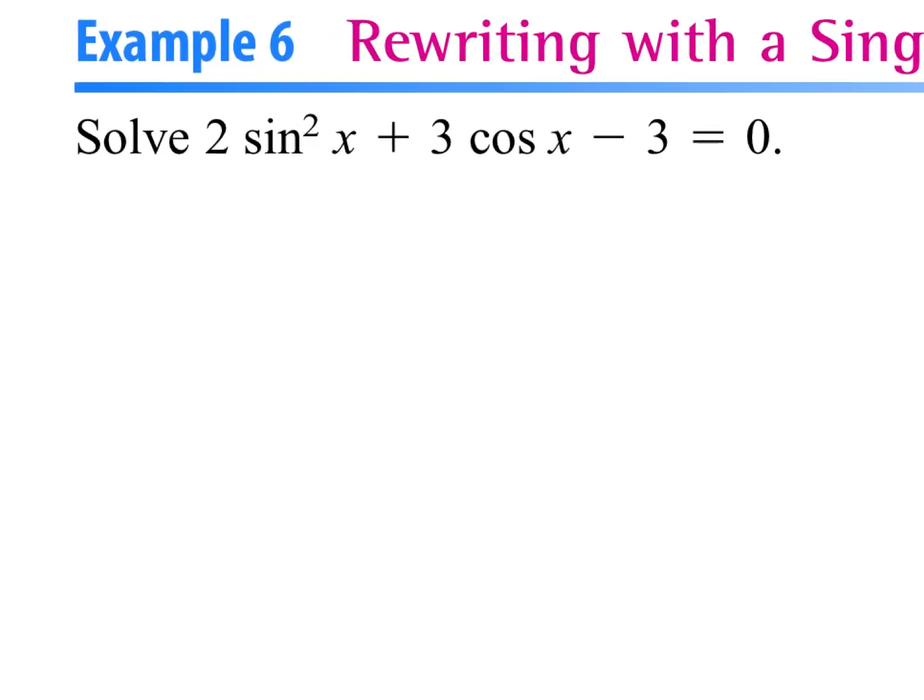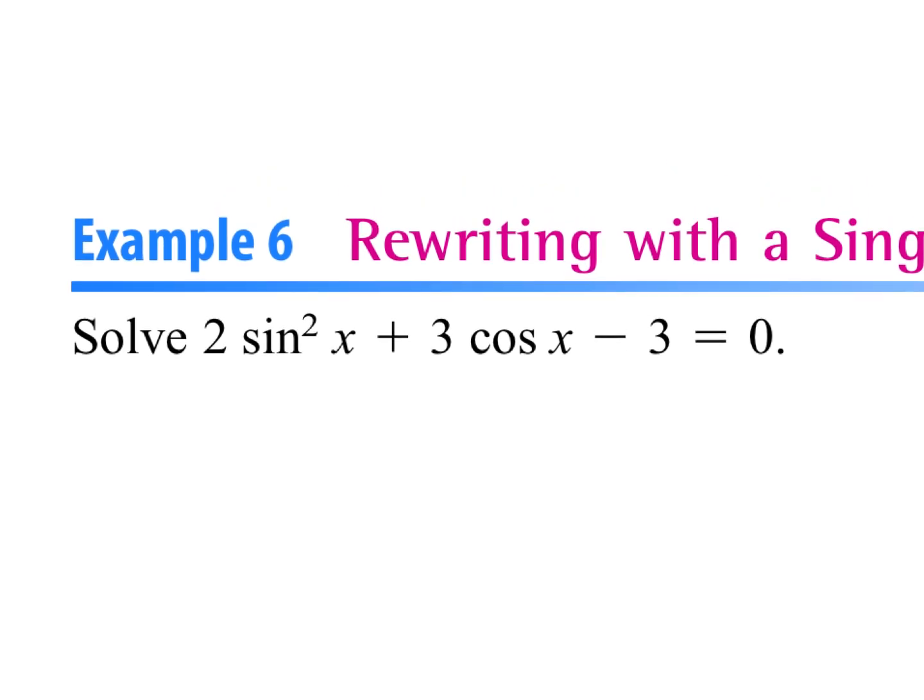Example 6. What do you think I would need to do to solve? So I have a squared trig function and a not squared one. Can I factor it? Why can I not factor it? Because they're not the same trig function. They're different. So do you think I could make them the same trig function? How? I can change the sine squared.